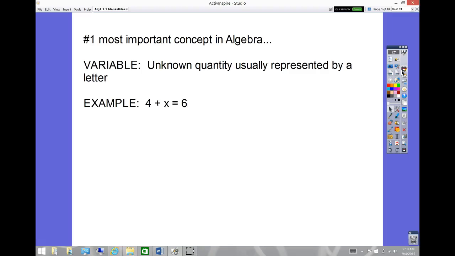Now, 4 plus x equals 6 is an equation that you could probably visually solve. What number would you put in the place of the x so that 4 plus x equals 6? My guess is we are all going to jump on that and say x equals 2, which is correct.